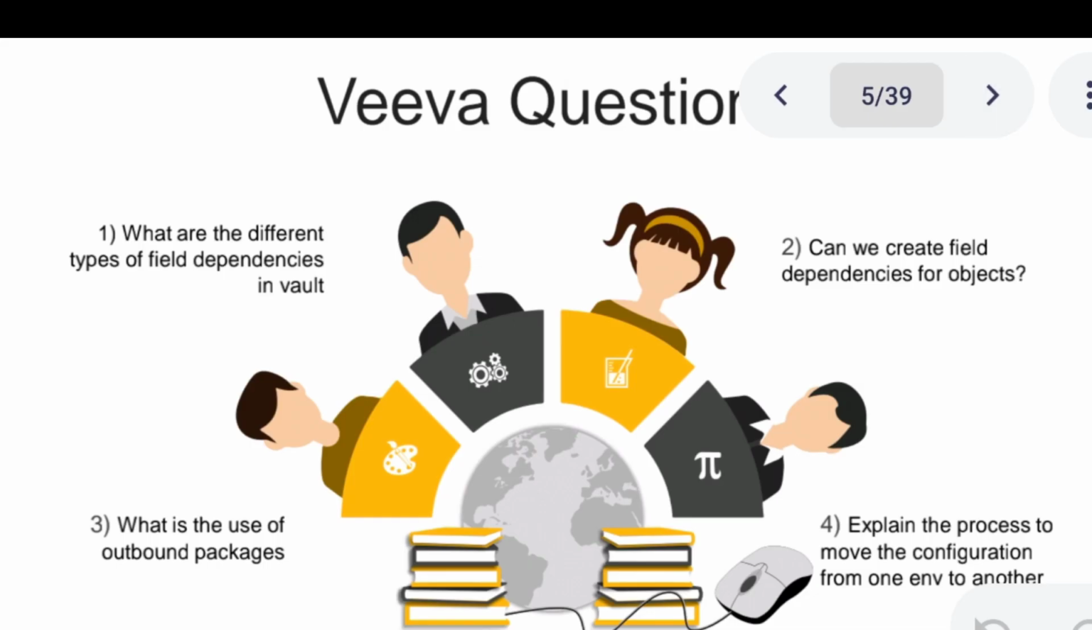So starting with the first question of part 3, what are the different types of field dependencies in Vault? You have to explain what are the different types of field dependencies that you can create in the Vault and what are the uses of them.